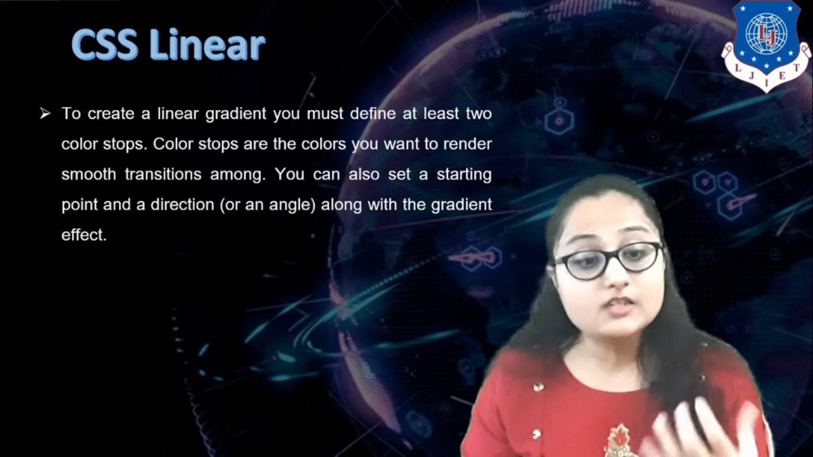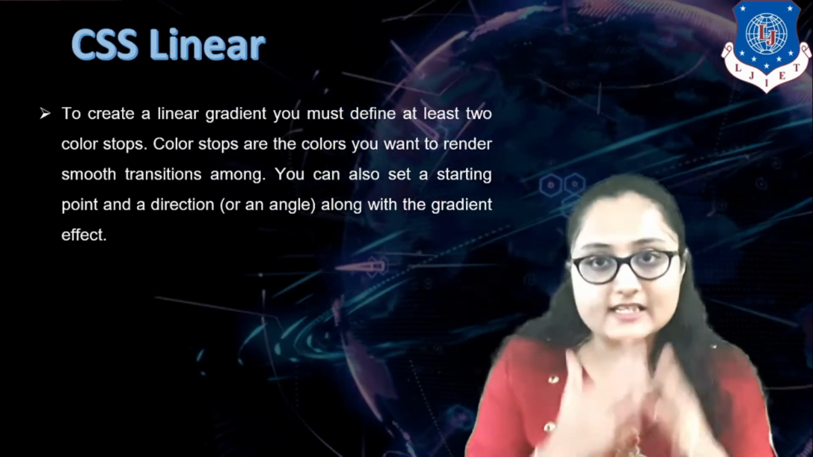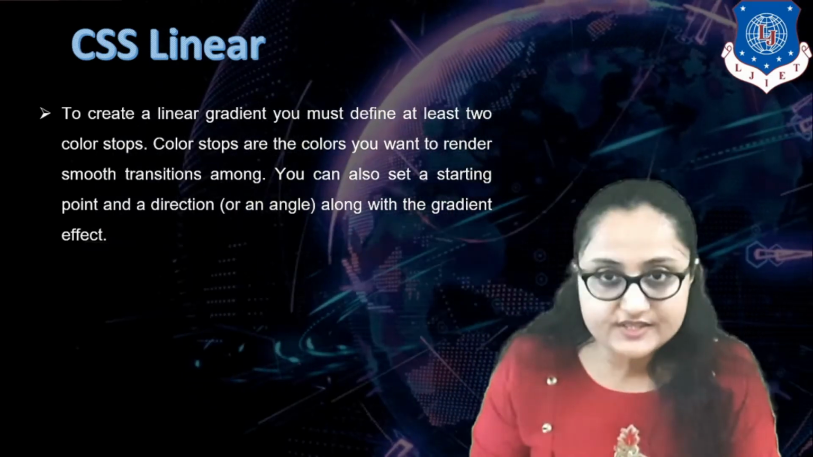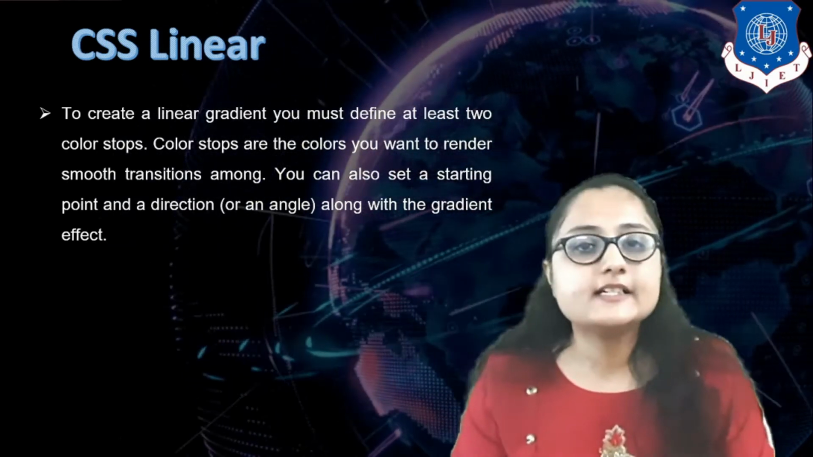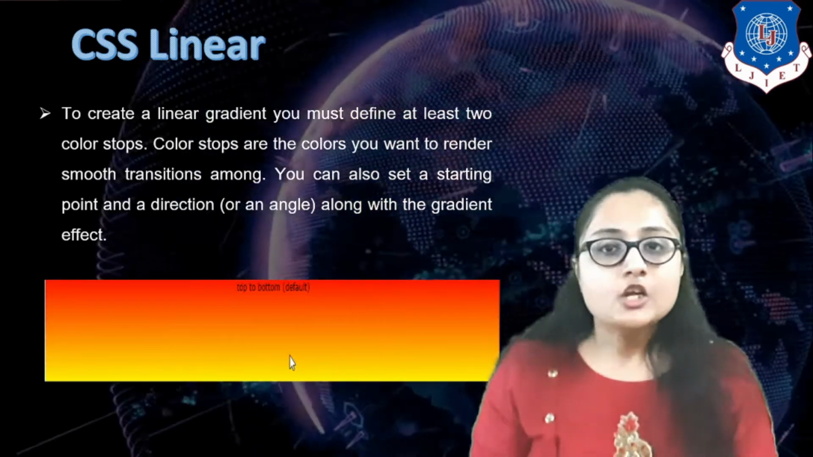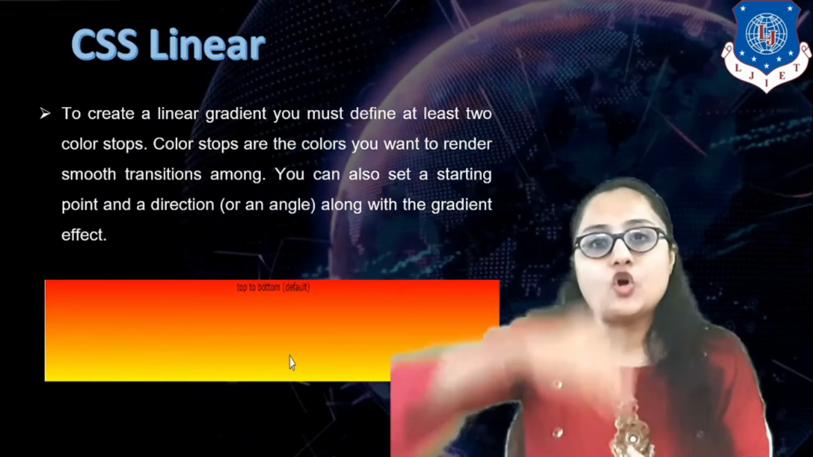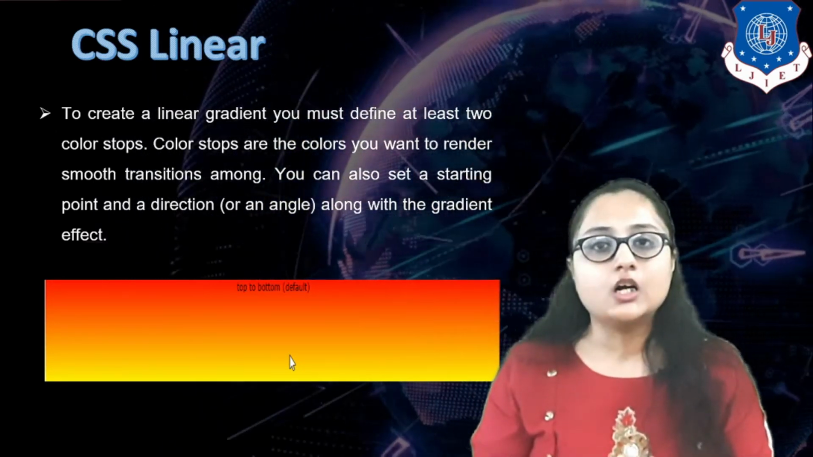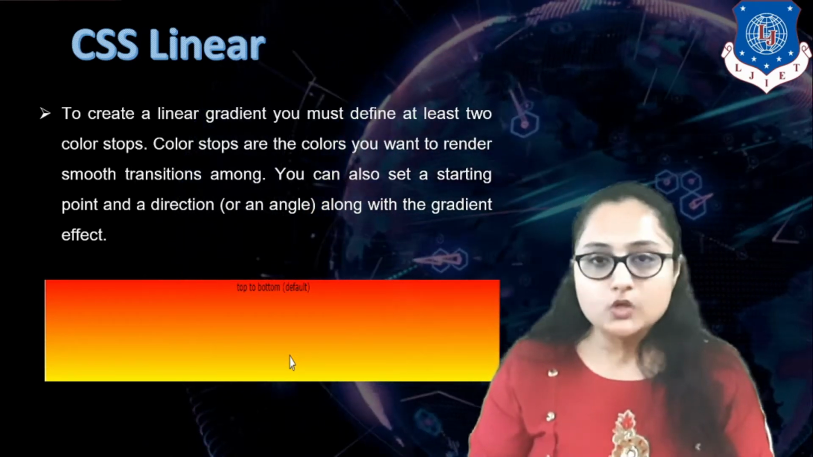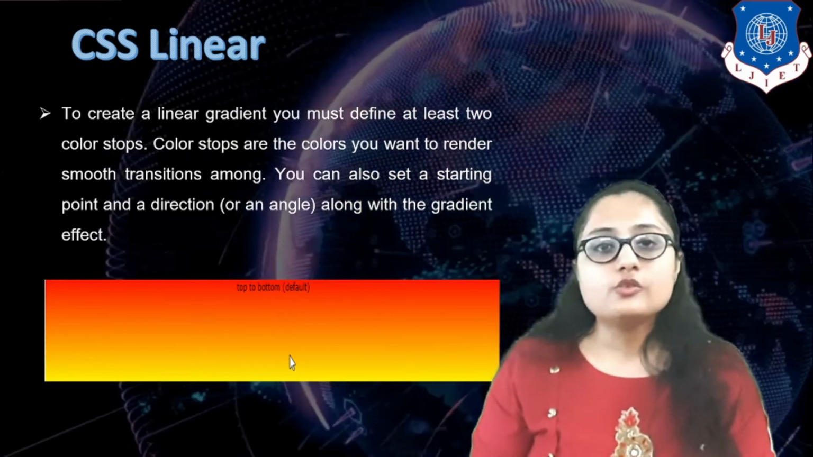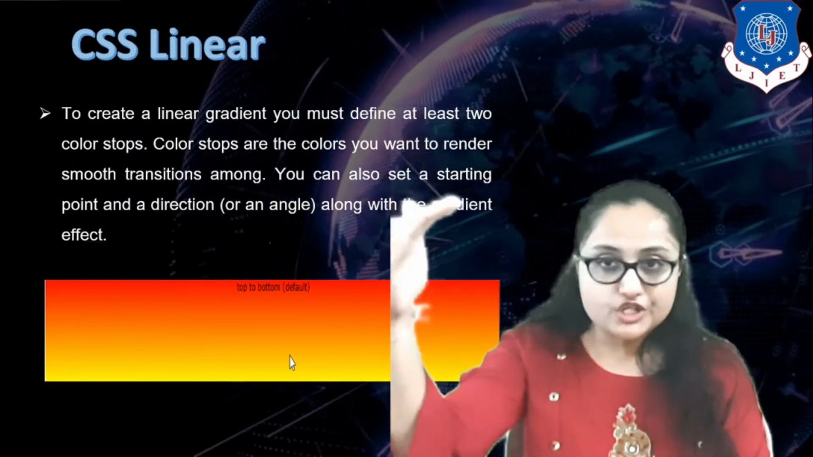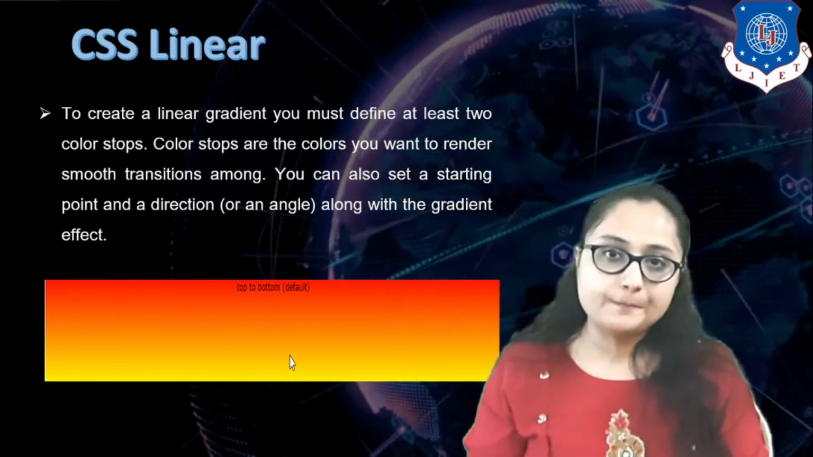You can set a starting point, a direction, that is an angle, along with the gradient effect. We will see shortly how to set the starting point or how to set the direction or angle so that your gradient has the effect that you want. This is just a basic example of top to bottom, which is the default linear gradient. Here you can see that I have specified two colors, red and yellow. So we are smoothly transitioning from red in the topmost portion to yellow in the downmost portion.